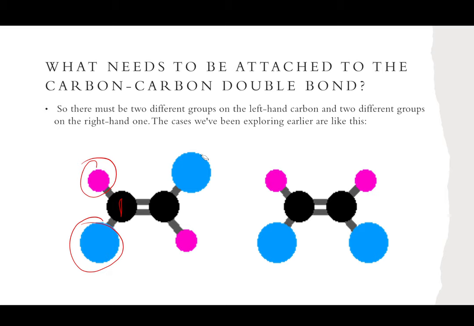Okay. Sir, can I go back to this one? Can I see the difference? Yeah. Okay, right. Thank you. You see it now? Yes, sir. All right, no problem. And this one now, we have two groups attached across the double bond for each carbon, all right?